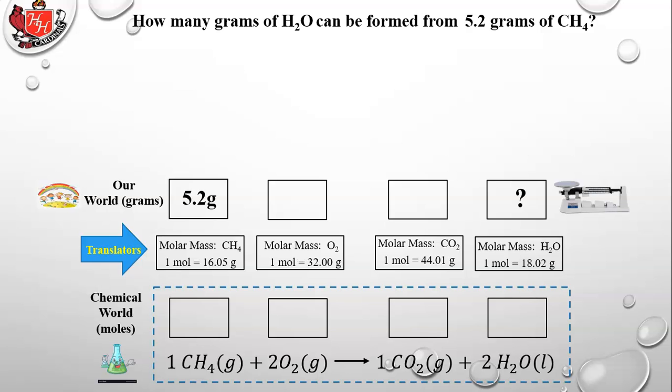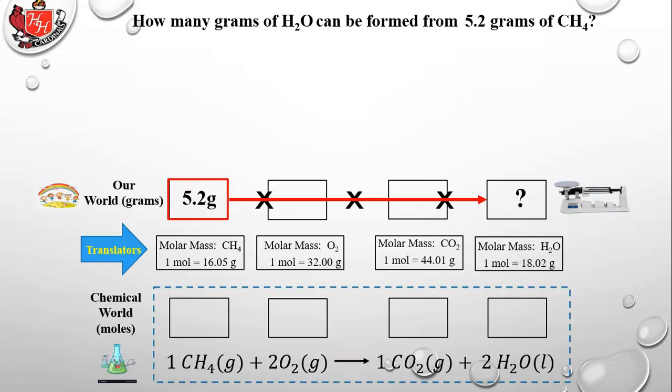We don't know any relationship between grams of CH4 and grams of H2O. The only relationships we know between CH4 and H2O, or any of the other compounds down there, is inside the chemical equation. It's in terms of number of moles, or that relationship between moles. So what we have to do is the following. First is what I just mentioned. You cannot go directly from grams to grams. There's no way to do that. So that's eliminated, that possibility.